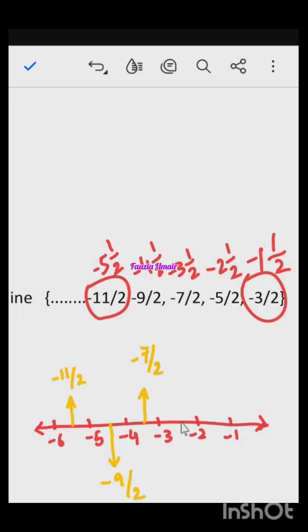Okay. Then is -5/2. So it is between -2 and -3. So somewhere here, -5/2. So lastly, it is -3/2. So it will be located in the middle of -1 and -2. So this is the position of -3/2. Okay? This is how you are going to plot it.